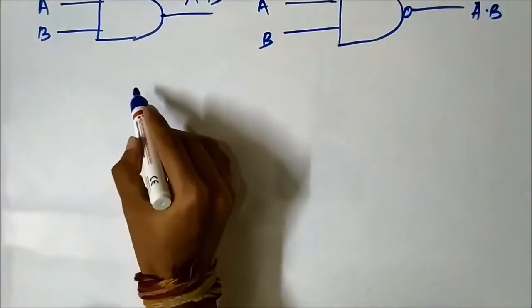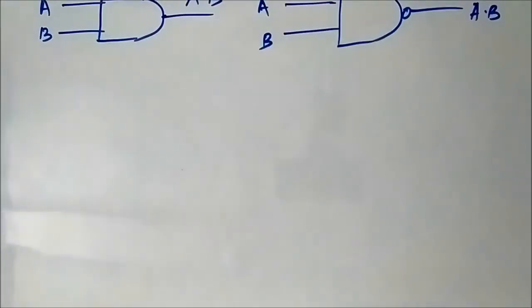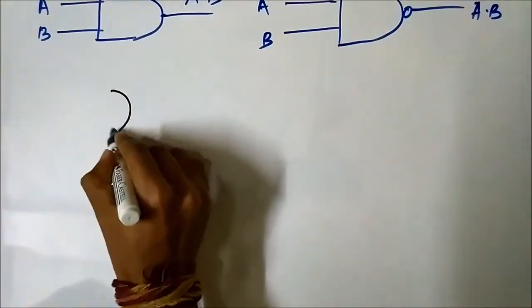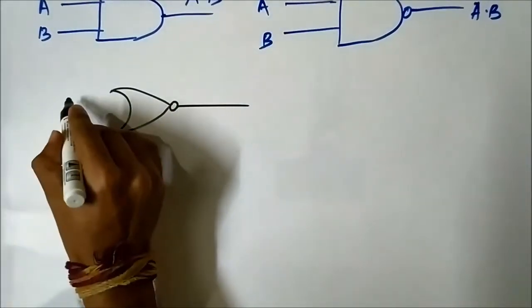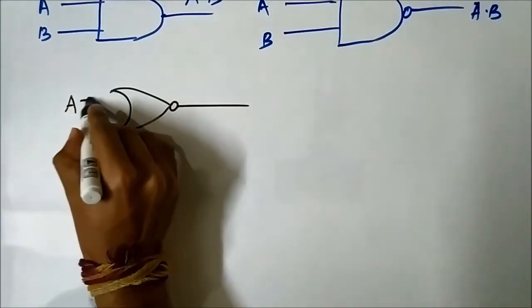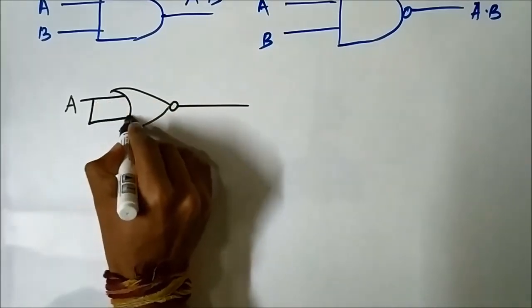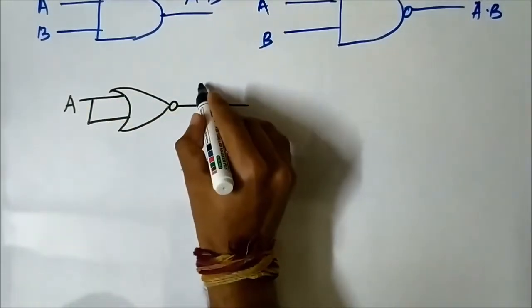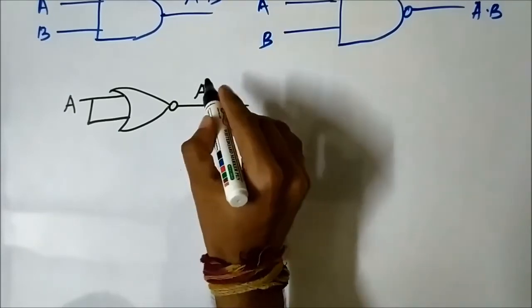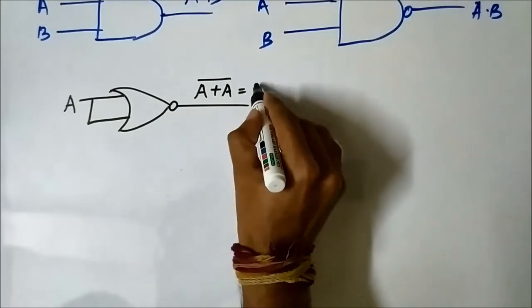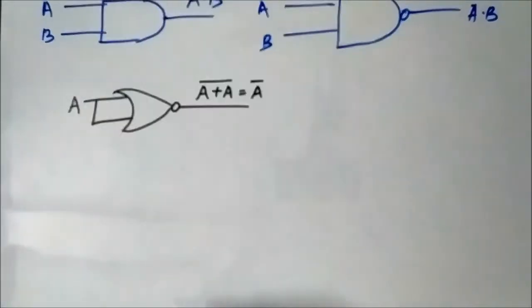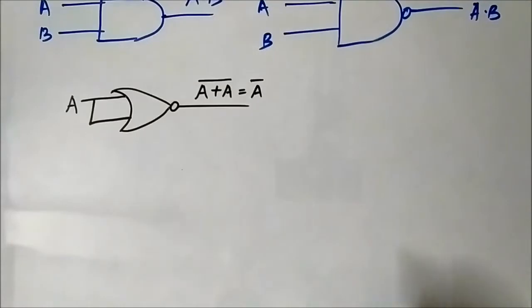First, let us use a NOR gate, and we give signal A and another equal signal A. We shorted the inputs and we'll get output as A plus A whole complement, which is equal to A complement. Okay, the rules of Boolean algebra which I just wrote.